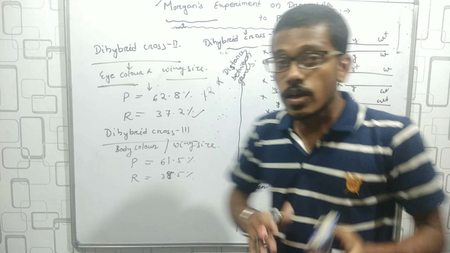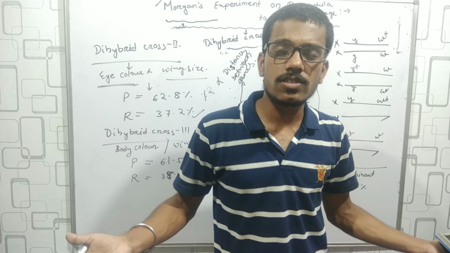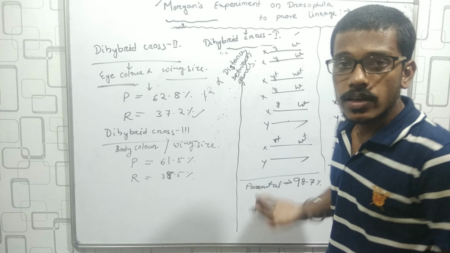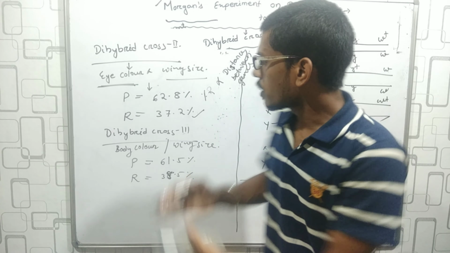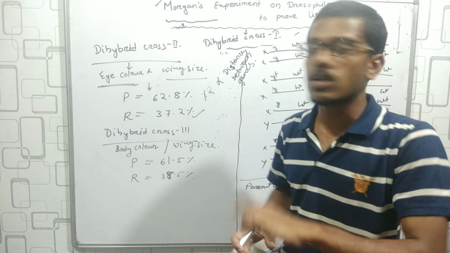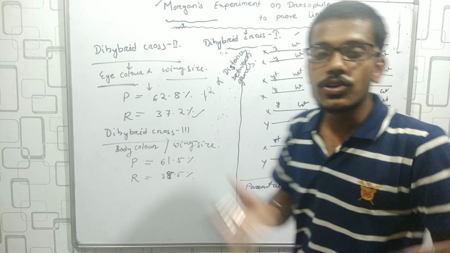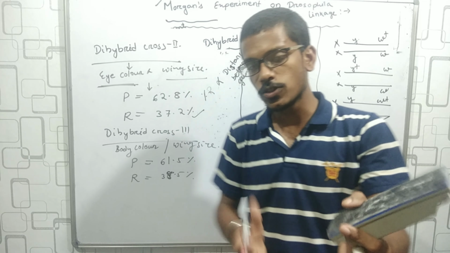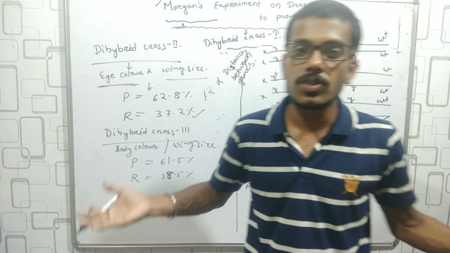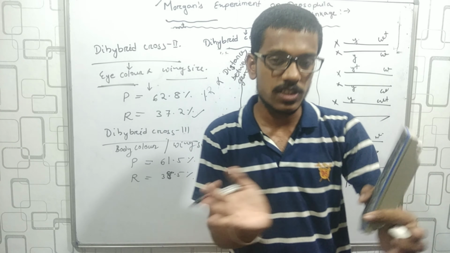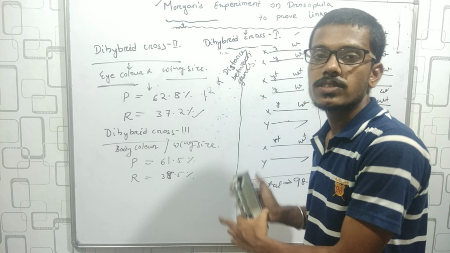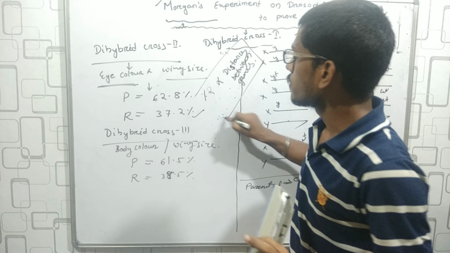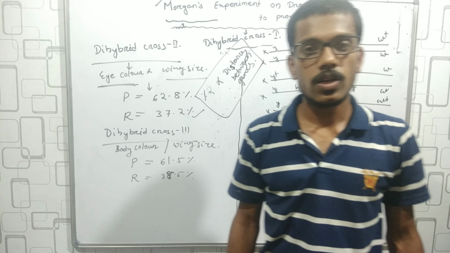He found different recombination percentages in different hybrid crosses. He came to the conclusion that the recombination percentage varies due to what? Due to the distance between the genes. If the distance between the genes is more, then the recombination percentage is more. If the distance between the genes is less, the recombination percentage is less. That means it is directly proportional to the distance between the genes.